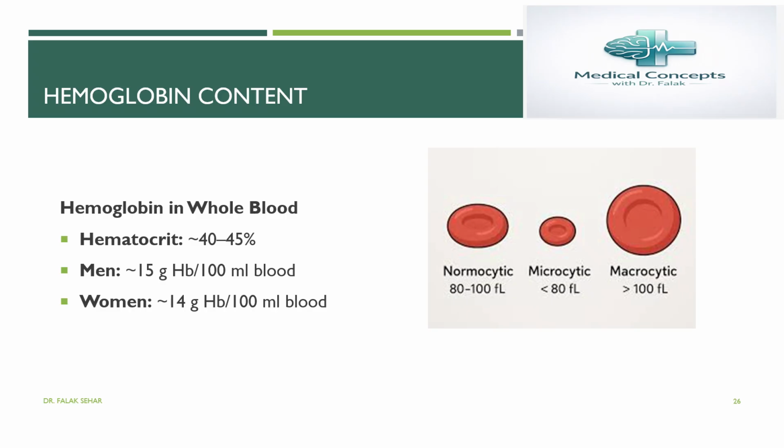Another important concept is the size of RBCs in relation to the hemoglobin content. Based on the cell size, RBCs can be classified as normocytic, microcytic, or macrocytic. Microcytic cells are smaller and are usually associated with decreased hemoglobin, while macrocytic cells are larger and often seen in certain deficiencies like vitamin B12 or folate. So hemoglobin content not only reflects oxygen carrying capacity but also helps in classifying different types of anemia.